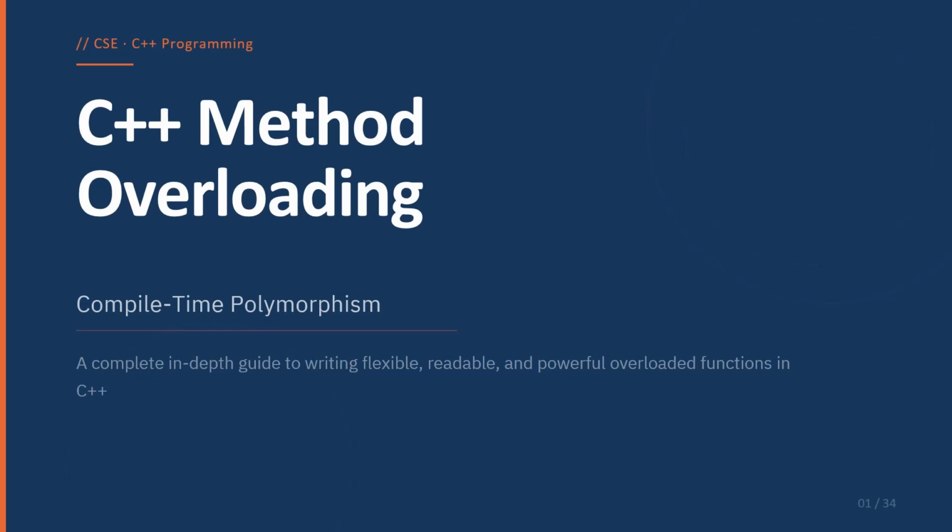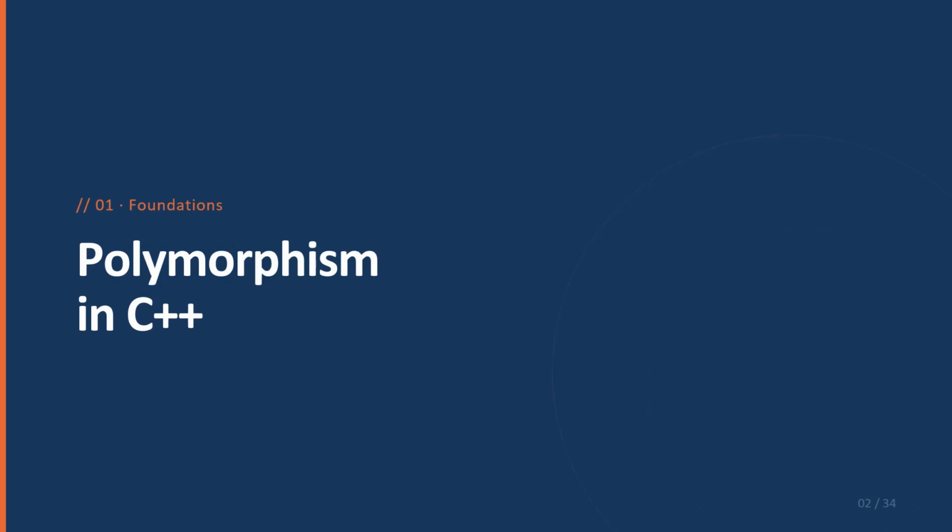Hello everyone. In this video, we are going to learn about method overloading in C++, which is an important concept of compile-time polymorphism in object-oriented programming. By the end of the session, you will understand what polymorphism means, what method or function overloading is, the rules for creating overloaded functions, and different ways in which functions can be overloaded in C++.